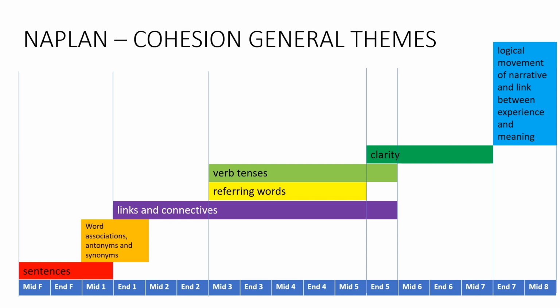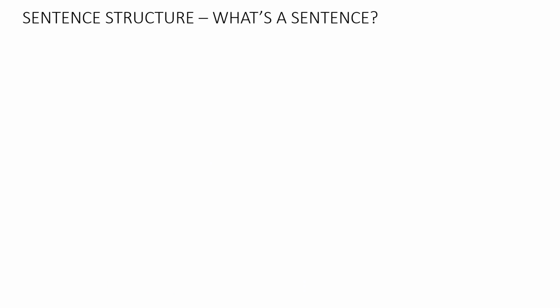Let's have a look at these in more detail and see basically what's wrapped up in each one. So we'll go ahead and do that now, and then at the end we'll try and summarize everything back together. So let's talk about, first of all, what's a sentence, being the main theme that was noted from the middle of F through to the middle of grade 1.